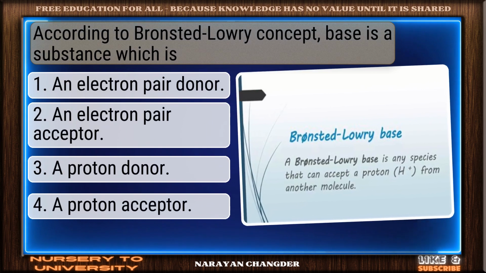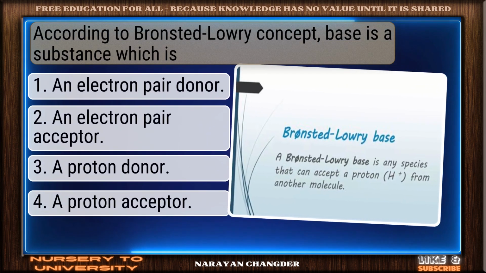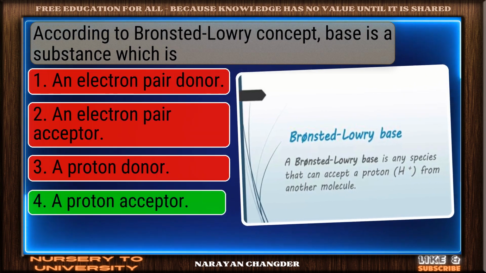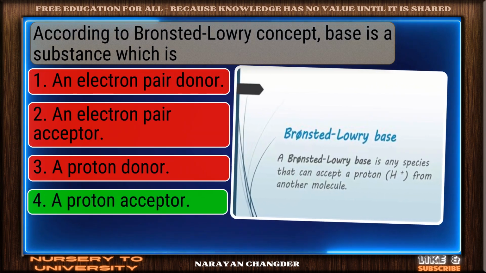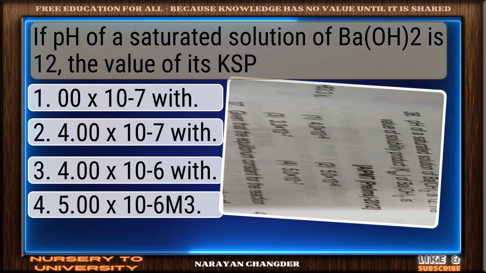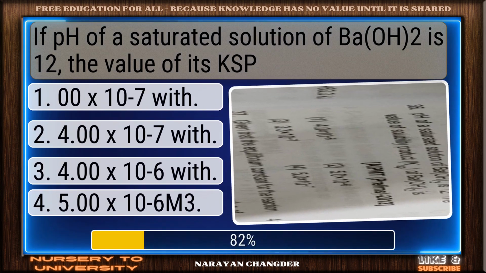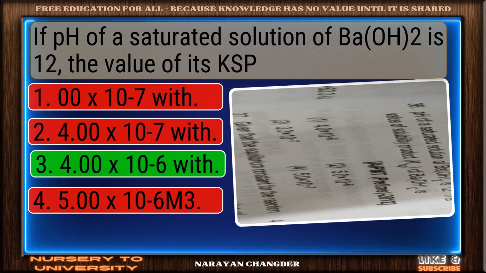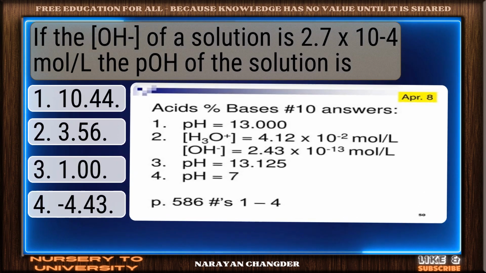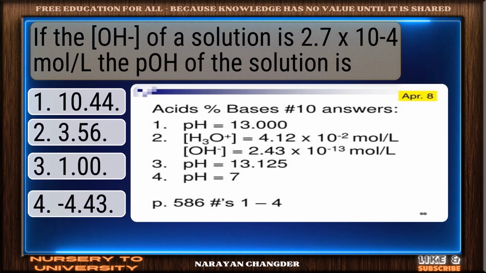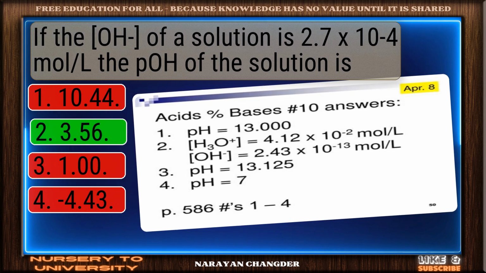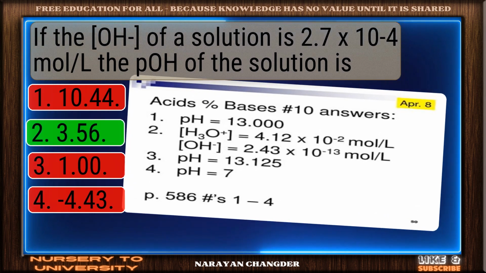According to Bronsted-Lowry concept, base is a substance which is. Valid point. A proton acceptor is true. If the Ksp of a saturated solution of BaSO4 is 12, the value of its Ksp. Bravo. 4.6 is the answer. If the concentration of a solution is 2.7 x 10^-4 mol/L, the pH of the solution is. You got it. Your choice 3.56 is right.